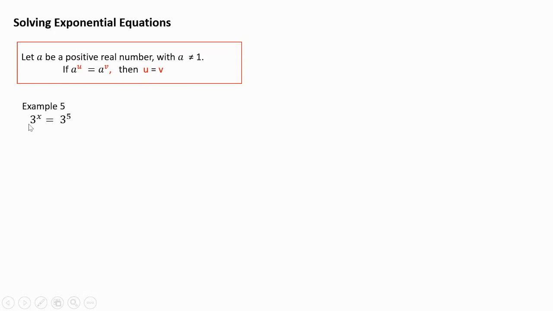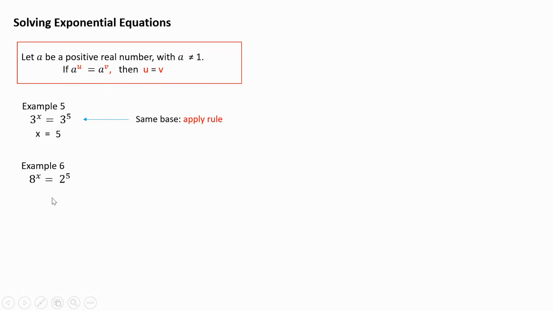Number 5. Here we have 3 and 3, so the bases are the same. That's what the rule says: when you have a to the u equals a to the v, the bases, which is a, have to be the same. So in example number 5, the bases are the same, that's why we can apply the rule. The rule states when you have the same bases, you let the exponents equal each other. So in this case, x must equal 5. Very basic.